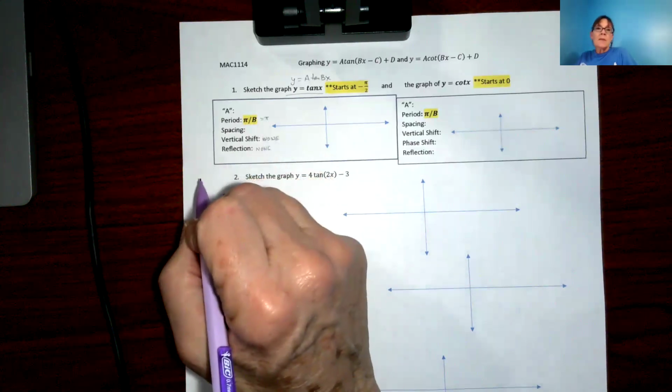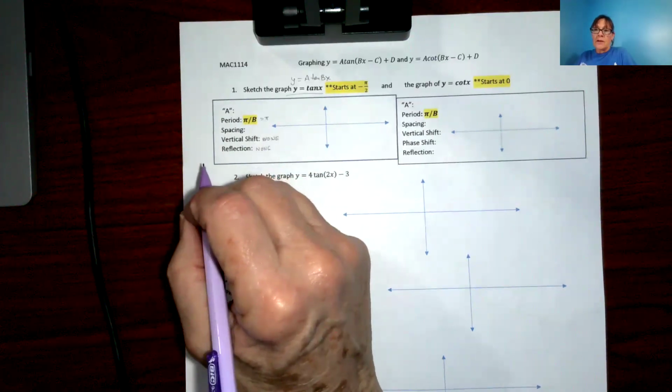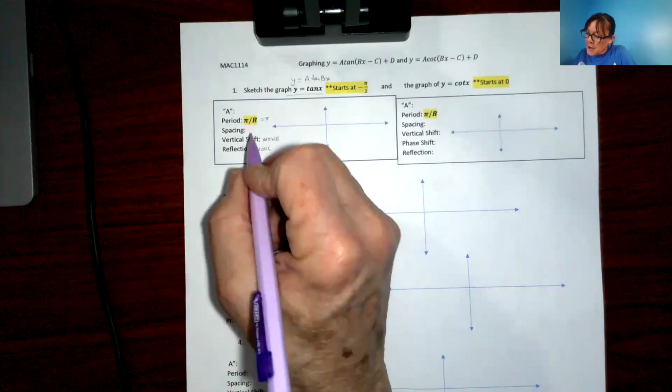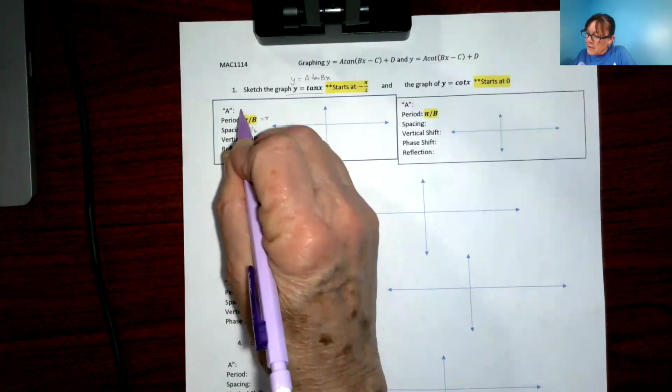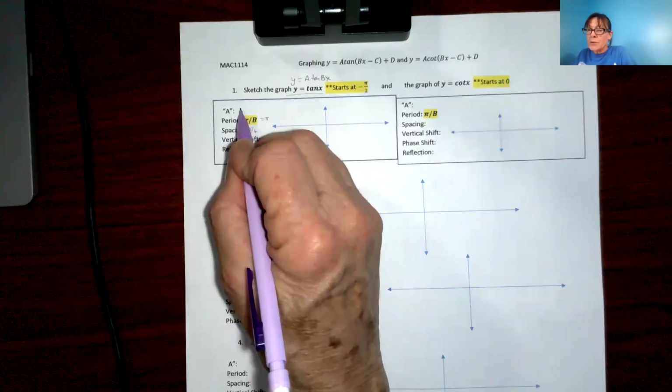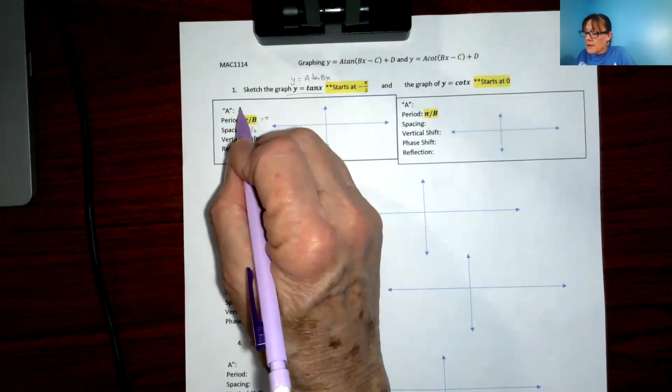The spacing is the same as it has been for every other graph. It's the period divided by 4, so this is pi over 4. The value of a here, this does not have an amplitude, but it does have the value of a that we look at. It's 1.